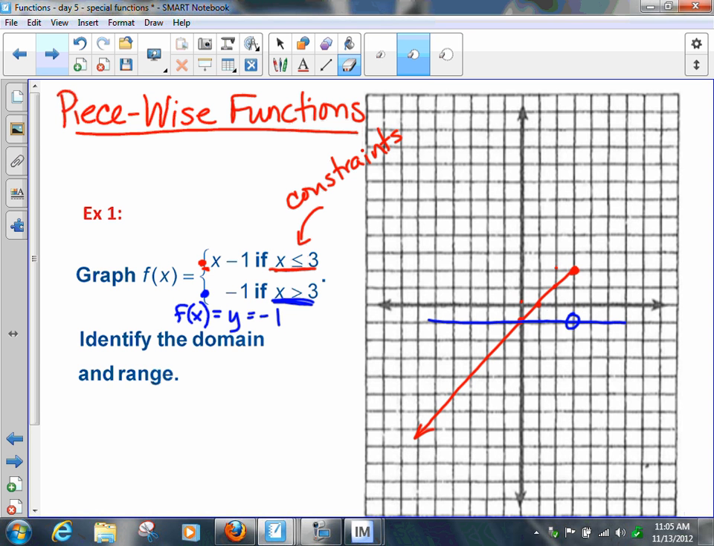It's not supposed to be there, so what do I have to do to it? I have to erase it carefully or not. Fix my picture. Open circle at 3, and then it's going to the right forever, isn't it? Yes, sir.